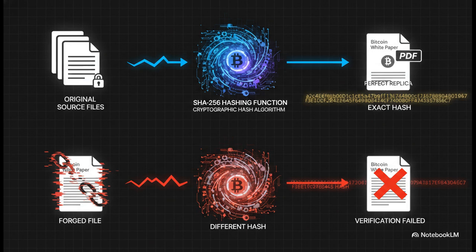It means having the original source files that produce a PDF with the exact same SHA-256 hash as Satoshi's. The documents Wright produced in court were proven to be forgeries precisely because they failed this fundamental test.